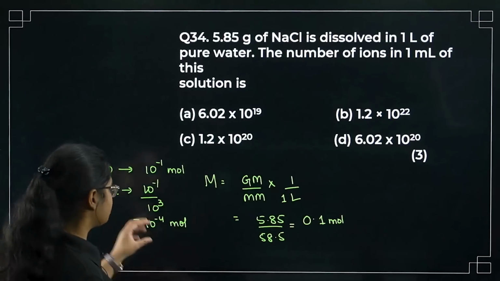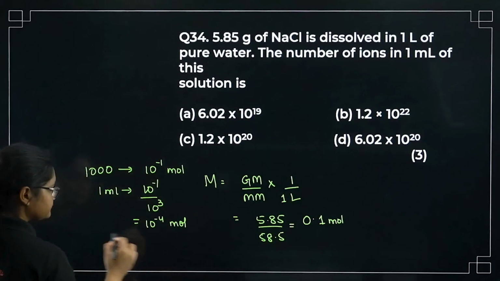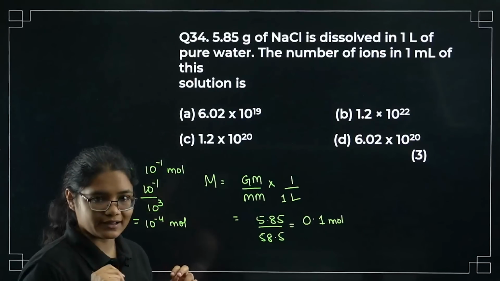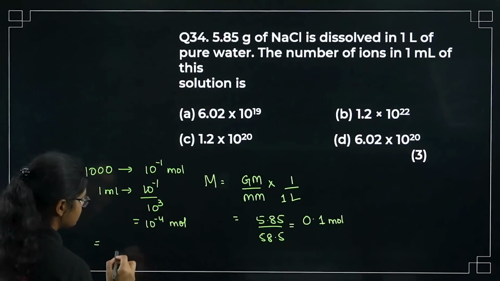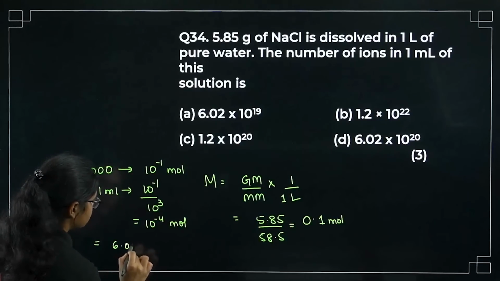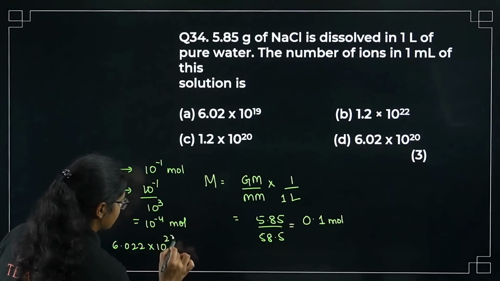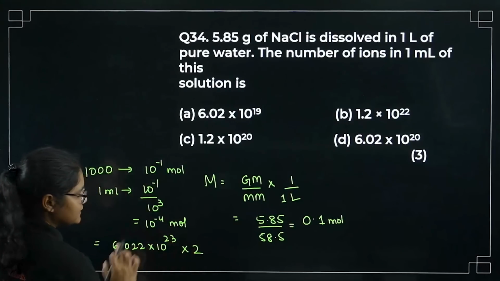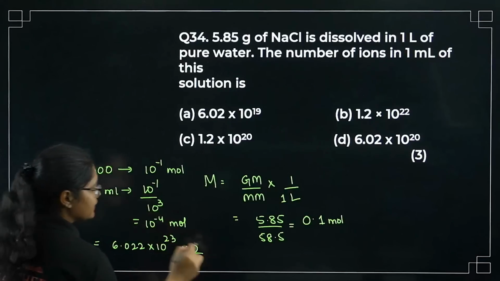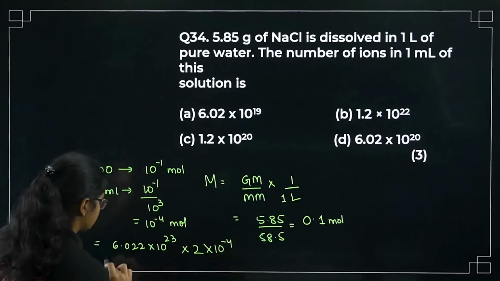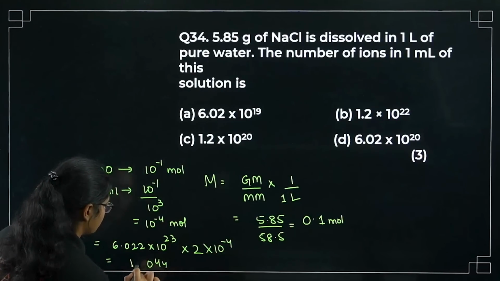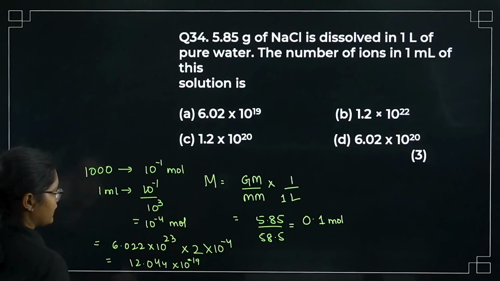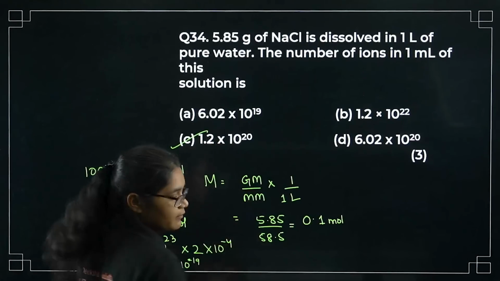Now in these many moles, how many atoms are there? The question is asking number of ions. So in 1 mole of NaCl there are 2 ions, right? So in 1 mole I have 6.022 into 10 to the power of 23 into, in 1 NaCl there are 2 ions, right? These many ions are present in 1 mole. In this many moles it will become 10 to the power of minus 4. So 2 2s are 4, 12 into 10 to the power of 19. So if I take it, 1.2004 into 10 to the power of 20.